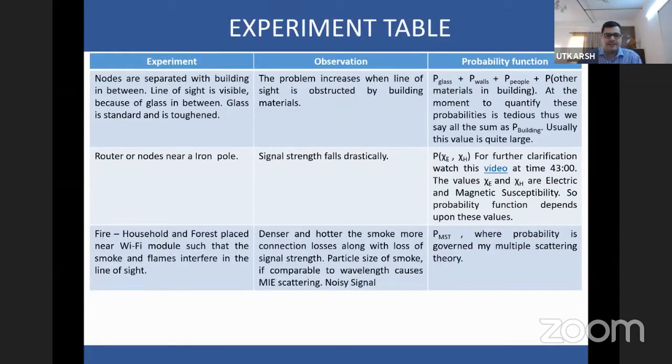Line of sight is visible because of the glass in between. The glass is standard and toughened. This is the experiment condition. The observation that we had is that the problem increases when the line of sight is obstructed by the building materials.